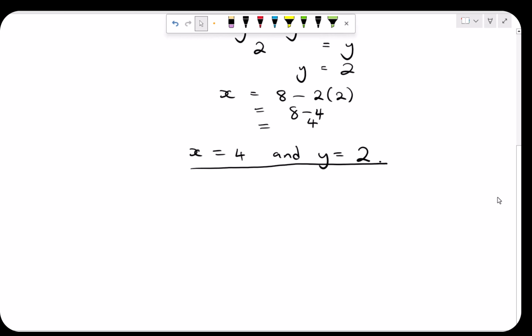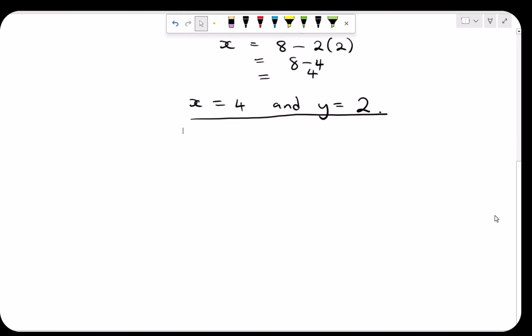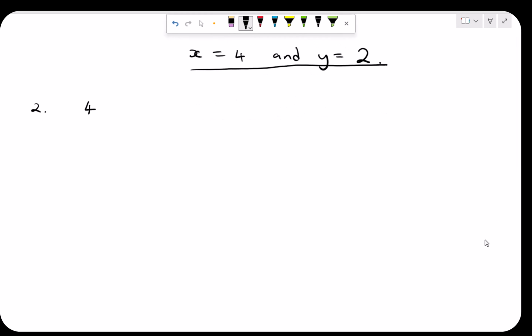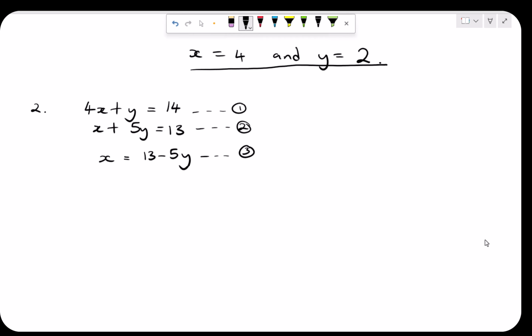I'm going to look at 2 more examples of how to use the substitution method. So example number 2, we have 4x plus y is equal to 14 and x plus 5y is equal to 13. I'll label this equation number 1 and this equation number 2. And I will take equation number 2 and say x is equal to 13 minus 5y, and this becomes my equation number 3.